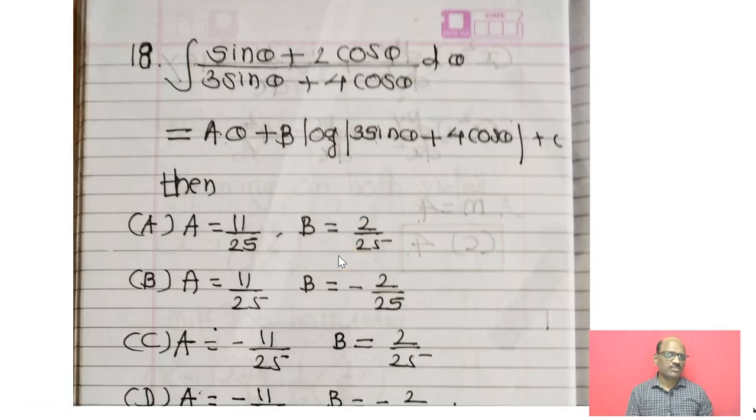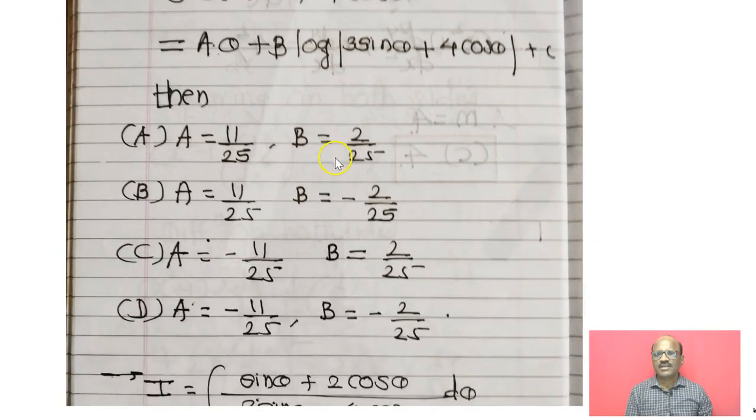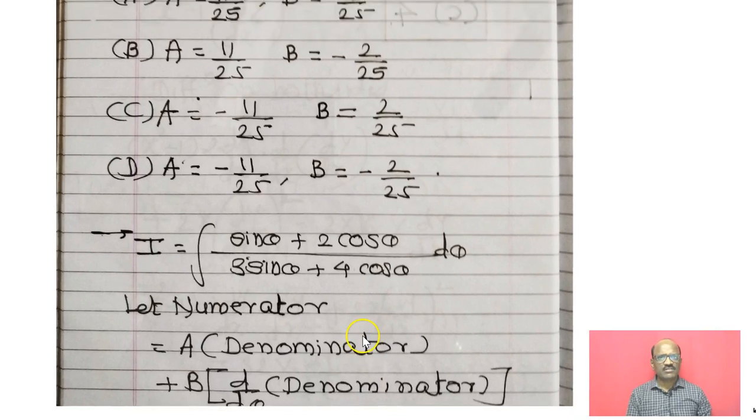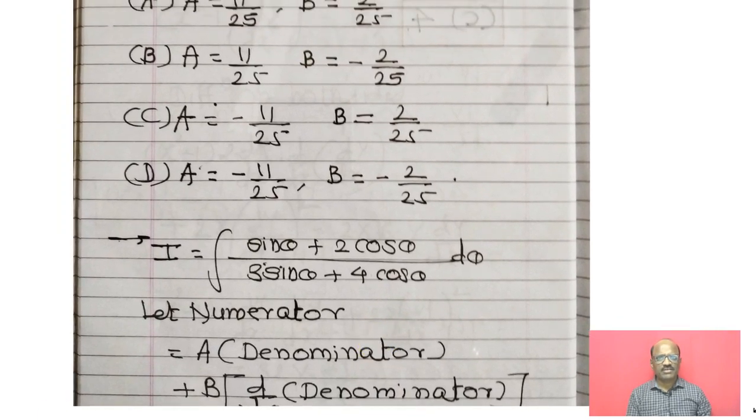Now the next example is from integration. That is the integral of sin theta plus 2 cos theta upon 3 sin theta plus 4 cos theta. Now this is an example of the type where the numerator is equal to a into the denominator plus b into the derivative of the denominator, and then we will solve for the values of a and b.